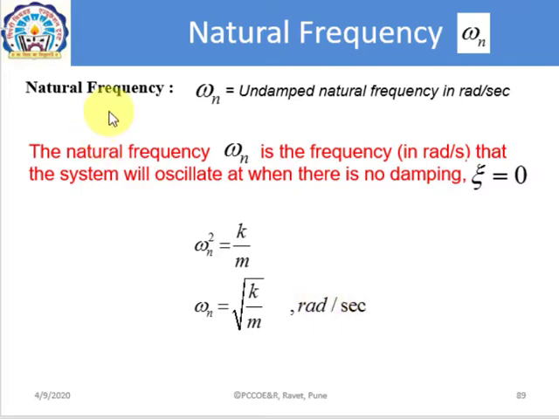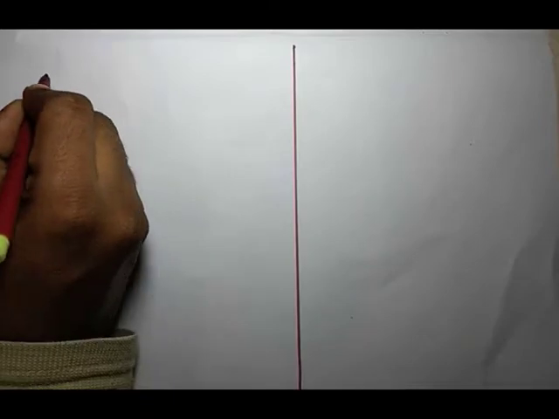By understanding these definitions of the concepts, now we can apply them to get an equation of the transfer function that we derived earlier for the given system. So let us derive that equation in terms of damping ratio and natural frequency. Let us rewrite the transfer function.